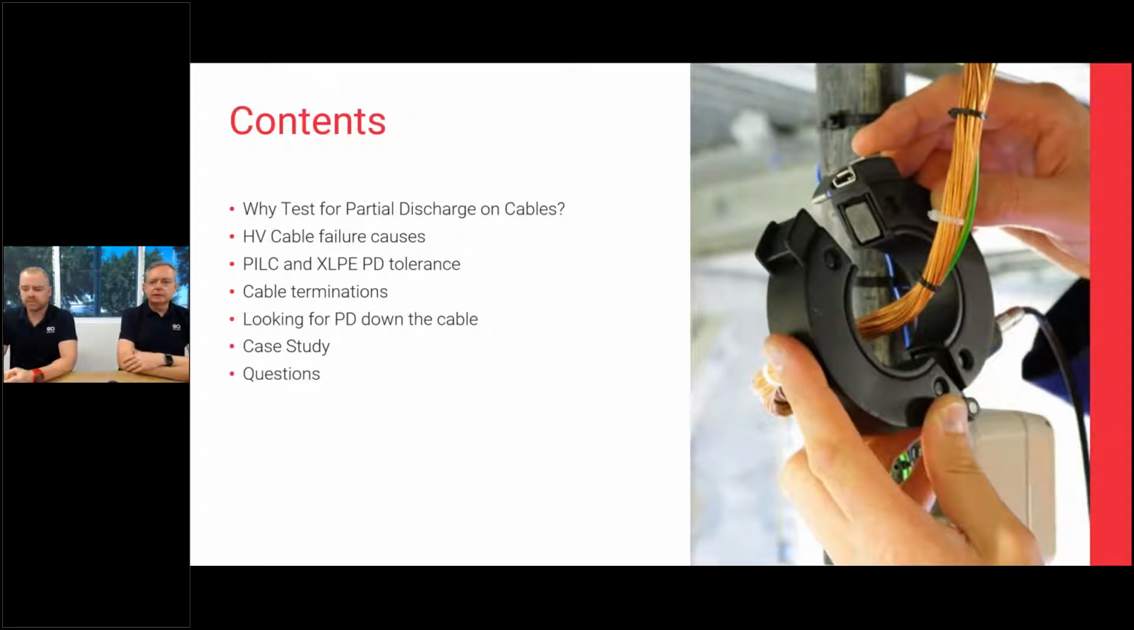So we'll talk about cable terminations, and then I'm going to hand over, and Brad is going to talk about looking for PD down the length of the cable. Throughout the presentation, and particularly at the end, we've got some case studies and questions. We can take questions at the end, but if you've got any burning question at any time, you should be able to use the question dialog box and shoot that through, and either Brad or myself will try and answer as we're going along.